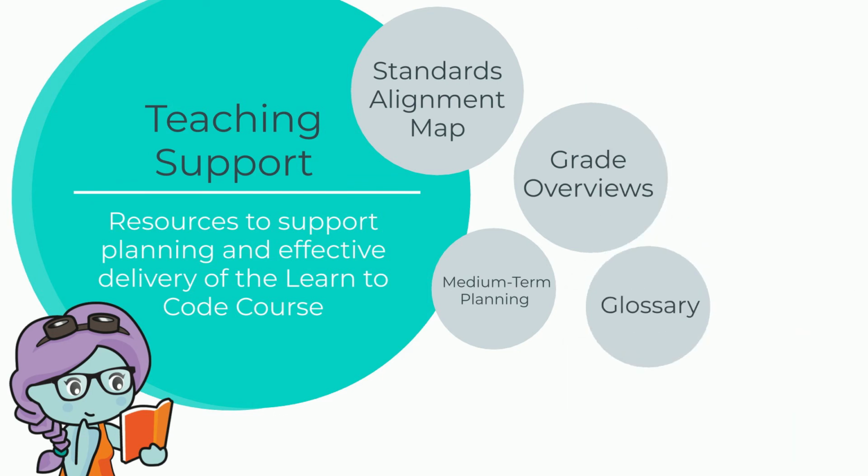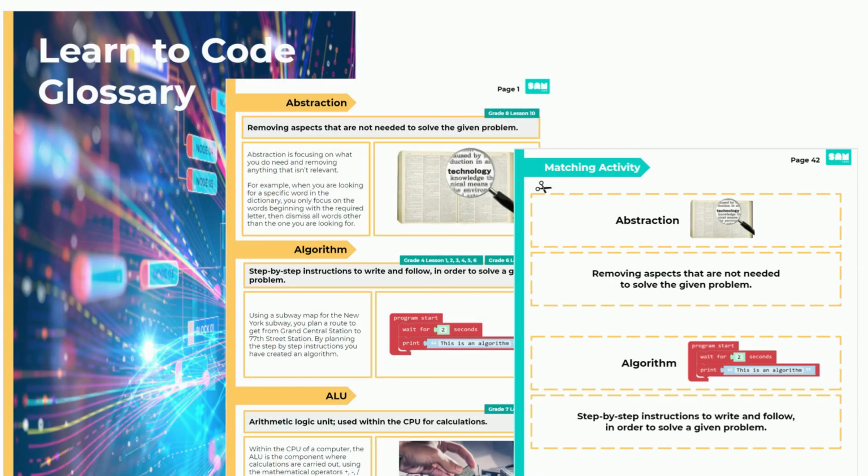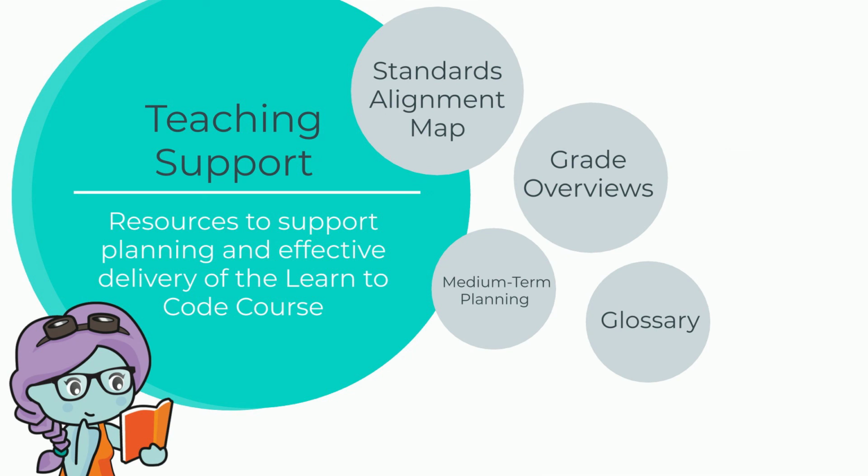Additionally, the Learn to Code Glossary is a multifunctional resource to accompany lessons. Each key computing word and concept from the course is explained and given real-world application. Each entry also includes an interactive matching activity. Finally, to support assessment of the Student Mission Journal planning section, where students write pseudocode or complete a flowchart for their program, we have provided a pack of model answers.